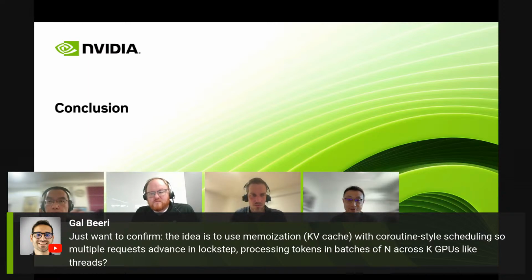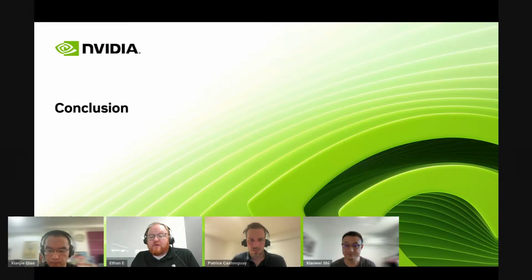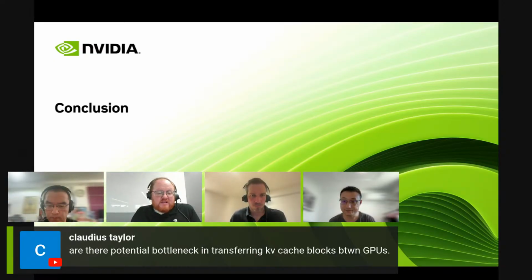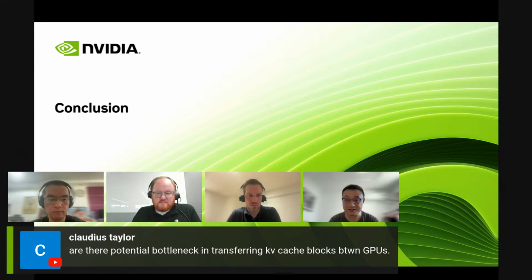Thanks. Okay, and looks like we have one more question from Claudius from YouTube. They would like to know, are there potential bottlenecks in transferring KV cache blocks between GPUs? We haven't seen a bottleneck in transferring the KV cache between GPUs now. The bottleneck is mainly in the different workloads that fit in the context stages and generation stages.